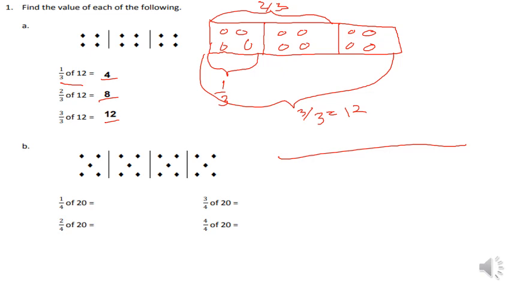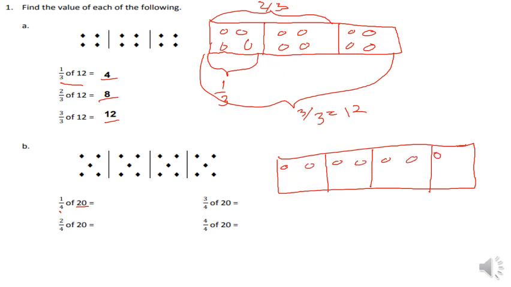On B, again using a tape diagram, it says quarters this time. So that means I'm going to split the tape diagram into quarters. And this time we want to know what a fractional part of 20 is. So once again, I'm going to count it out. 1, 2, 3, 4, 5, 6, 7, 8, 9, 10, 11, 12, 13, 14, 15, 16, 17, 18, 19, and 20. So now we can see that 1/4 is equal to 5.